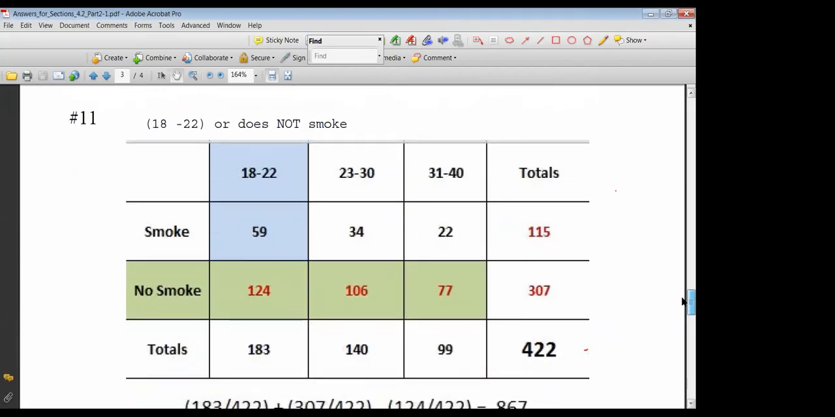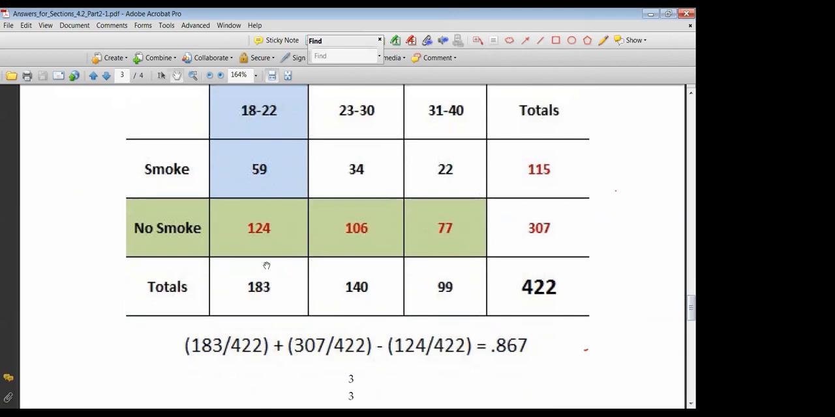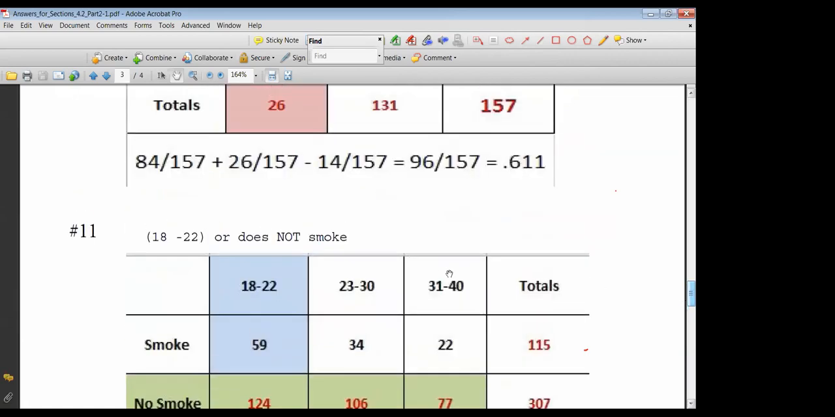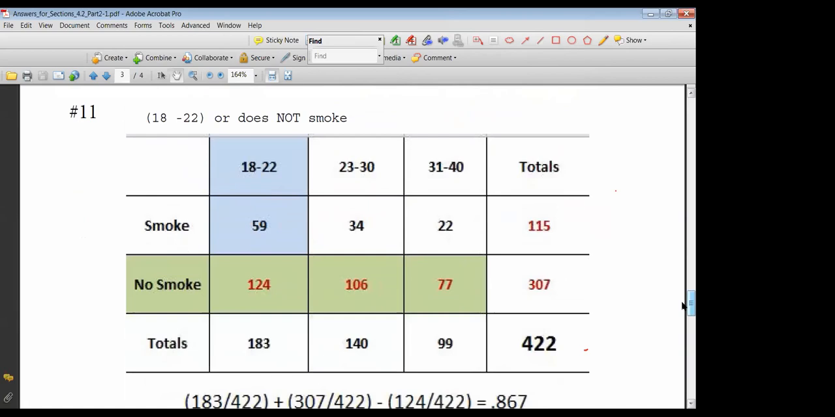All right, number 11. Here again, they didn't provide you with a chart. You're looking for the probability you picked somebody in the 18 to 22 age range and did not smoke. How many people are in the 18 to 22 range? There's a total of 183 out of a total of 422. All right, those are the people within age 18 to 22. What about the non-smokers? The non-smokers were 307 out of 442.